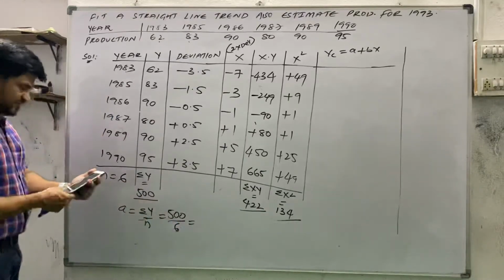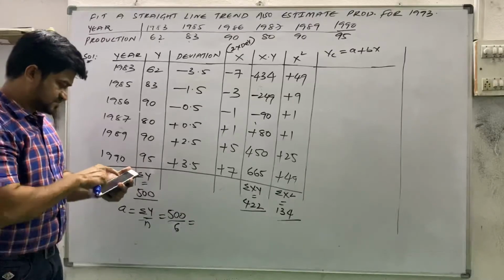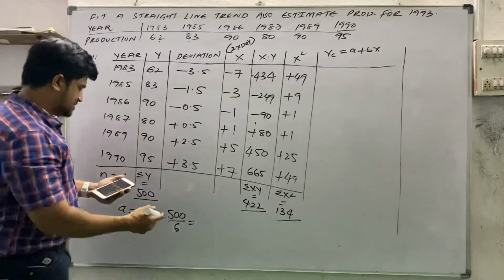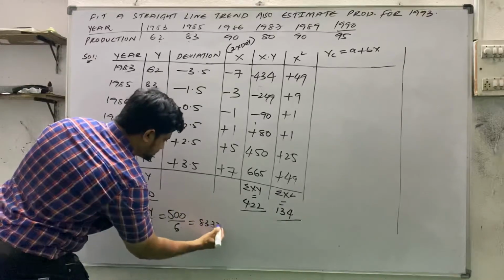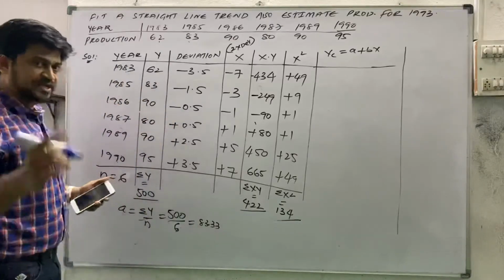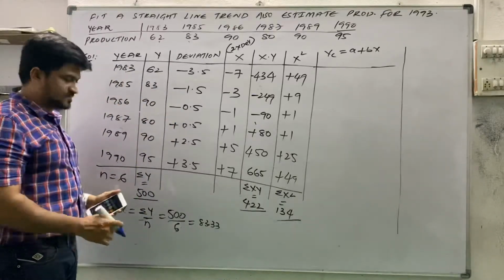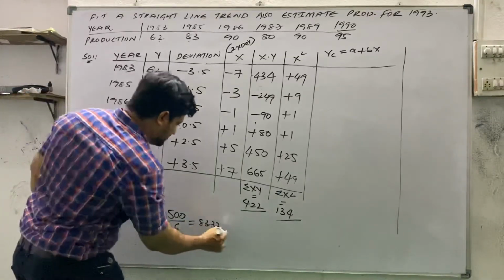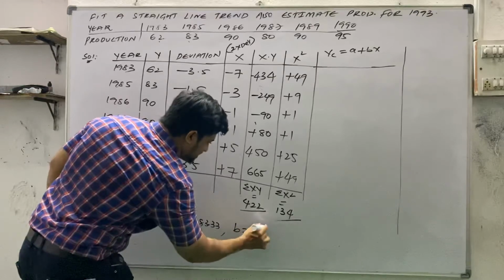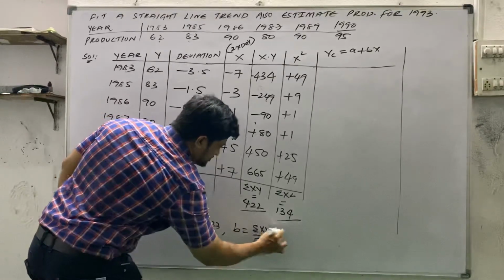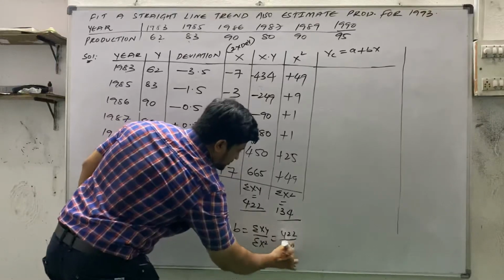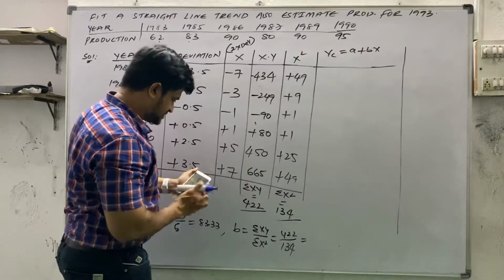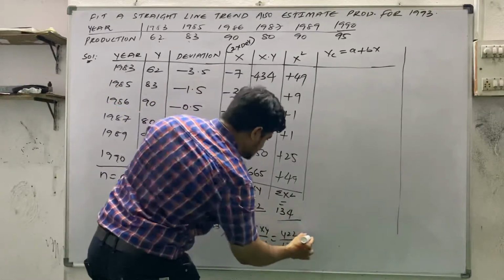Now we can calculate 500 divided by 6. $83.33. Do correction in example problem also, because example problem they have taken 7 here, but number of years were 6, so take 6 itself. Then value of B is sigma xy divided by sigma x square. 422 divided by 134. 3.15.